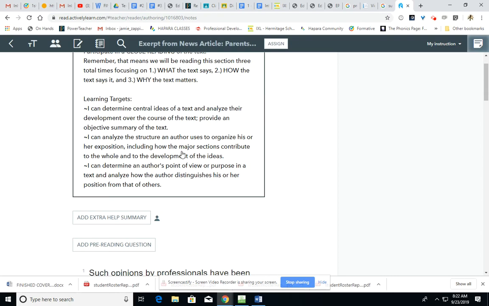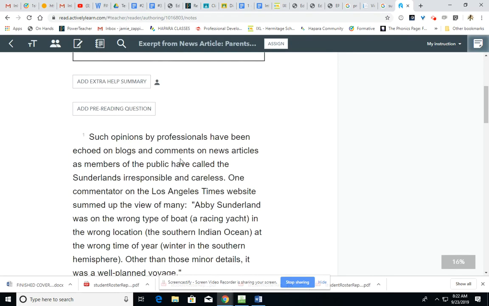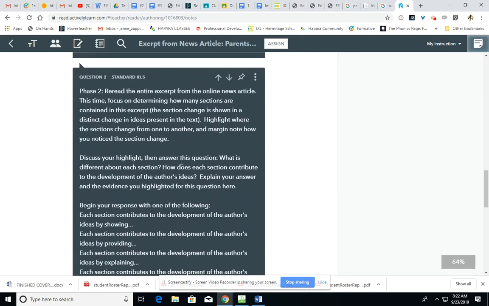In other words, the way in which the author communicates in his words. So as we're looking at the how, we're going to get a little bit more analytical, a little deeper in the reading. You're going to reread that entire excerpt from the news article. This time, I want you to focus on how many sections are actually in the excerpt. I'm calling a section by the change; the section change is shown through distinct changes in the ideas present within this particular text. So try to find a spot where the ideas distinctly change in the text.